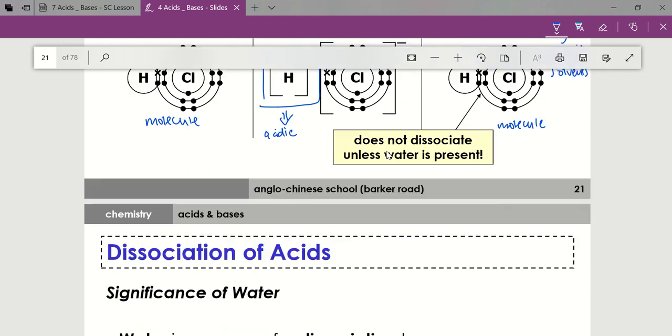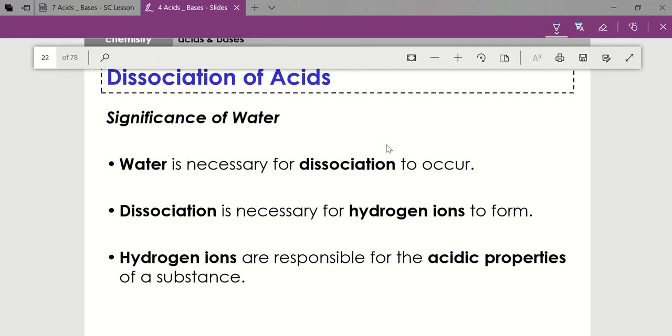This is just a repeat again that water is very, very necessary for dissociation to take place. So water is important in our learning of acids, because I need hydrogen ions to be formed. Only when hydrogen ions are formed is a substance considered acidic.